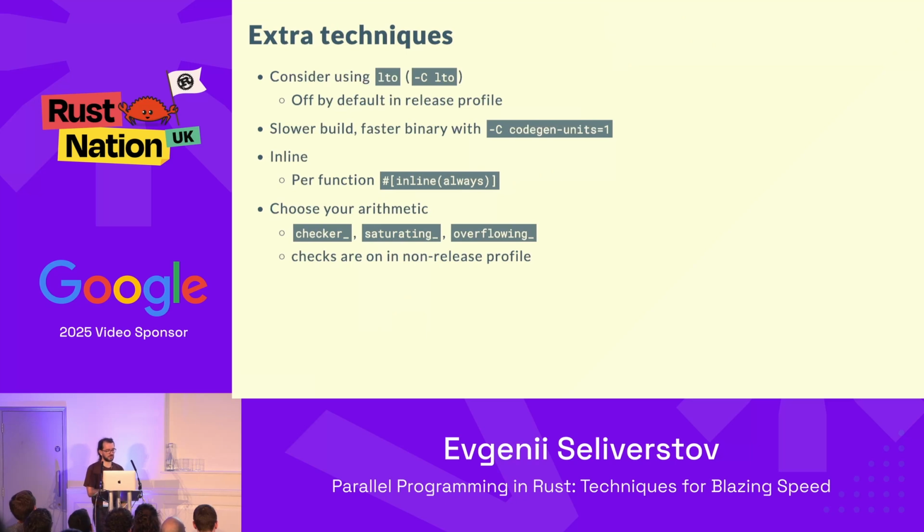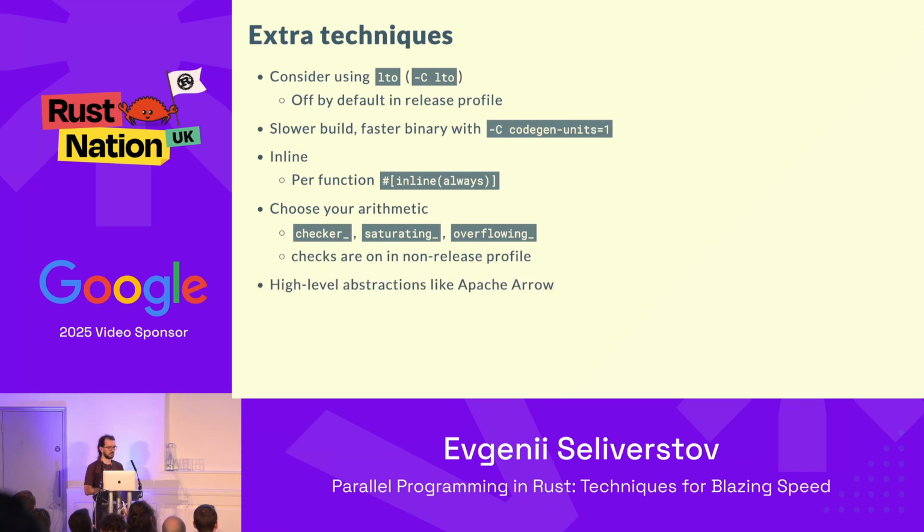And choose your arithmetic. If you choose unchecked or saturated arithmetic, you can have some benefits in really performance-sensitive code. By the way, the checks are on in non-release builds, so it means in debug you have different behavior. So always check in both debug and release.